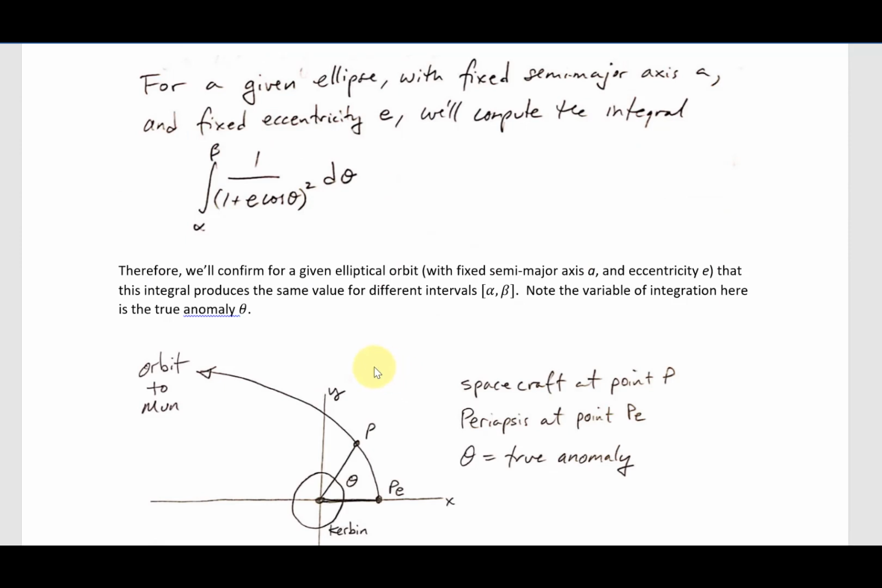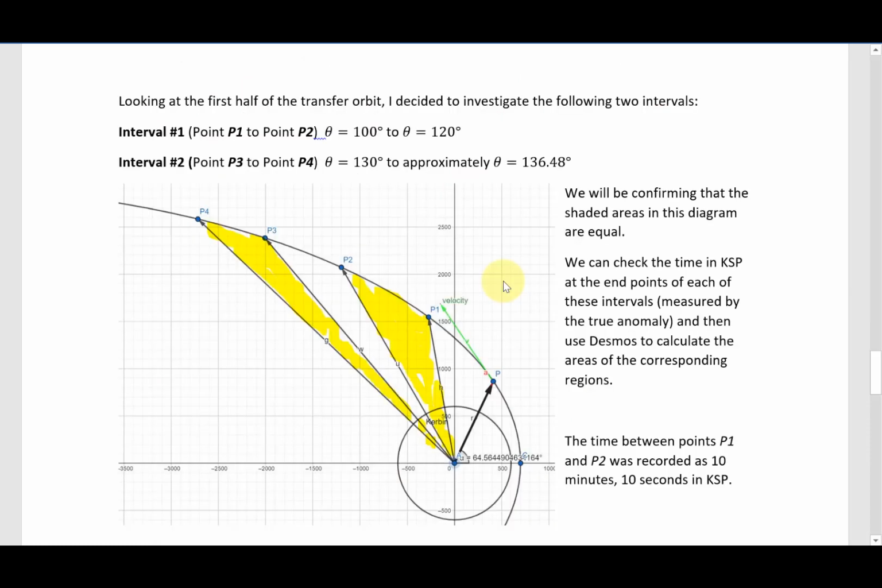Therefore, we'll confirm for a given elliptical orbit with a fixed semi-major axis A and eccentricity E that this integral here produces the same value for different intervals alpha to beta. We'll confirm that for the same interval of time, the same length of time from some alpha to beta, it'll be the same area for different intervals. So for example, looking at the first half of that transfer orbit that we're on from Kerbin to the Mun, I decided to investigate the following two intervals.